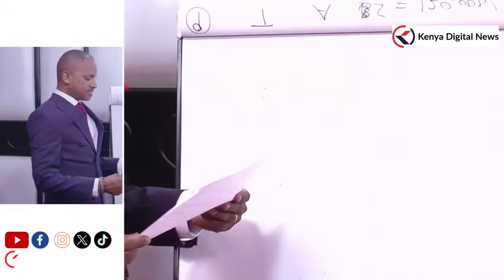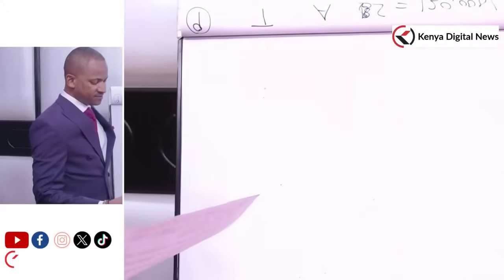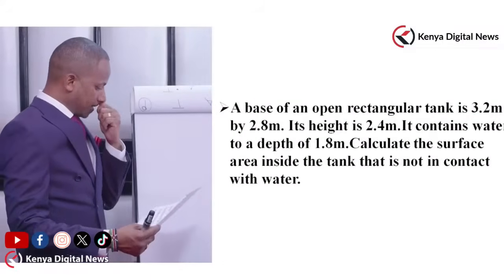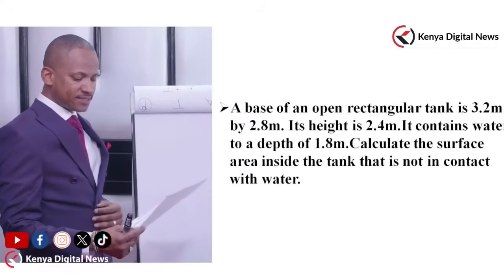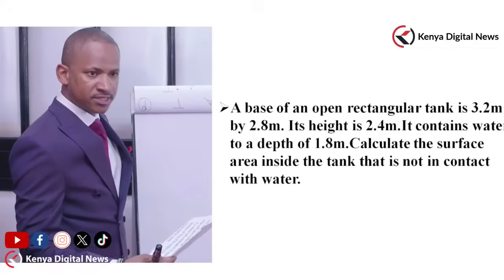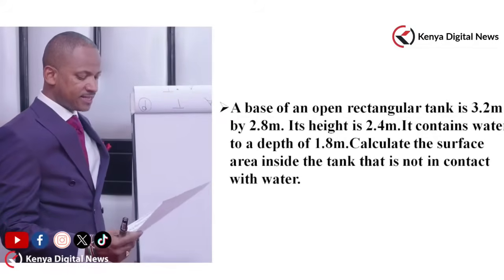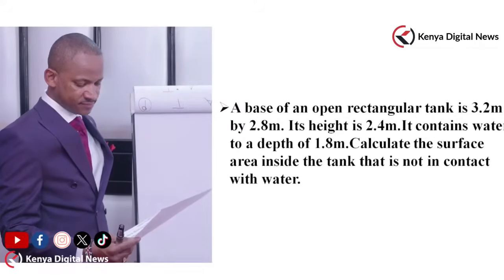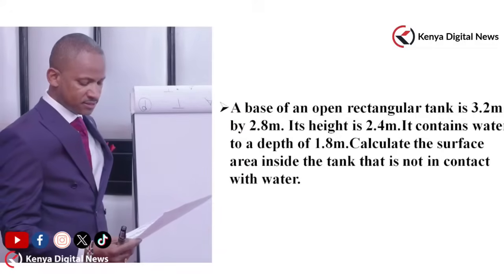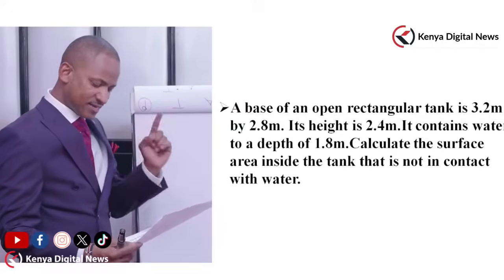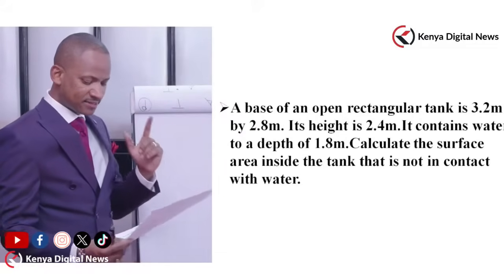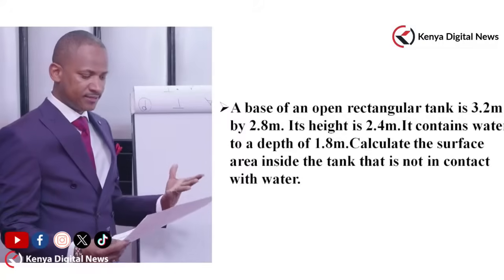This is under measurements: length, area, volume, surface area, mass, density, and time. A base of an open rectangular tank is 3.2 meters by 2.8 meters. Its height is 2.4 meters. It contains water to a depth of 1.8 meters. Calculate the surface area inside the tank that is not in contact with water.